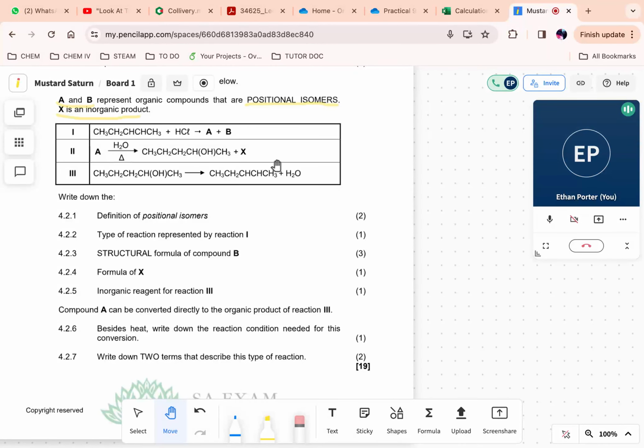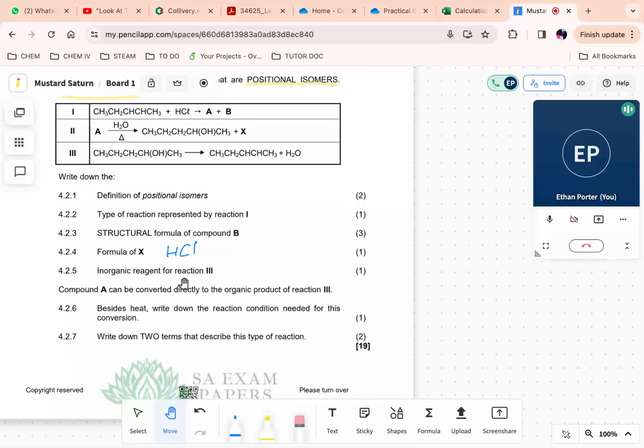So you don't have to work through this. You should just be able to see that from this reaction, we're just going to regenerate HCl. So the formula of X is simply HCl. We're going to regenerate the acid. Next, the inorganic reagent for reaction 3. So now we take our alcohol. It seems it's a secondary alcohol, I think.